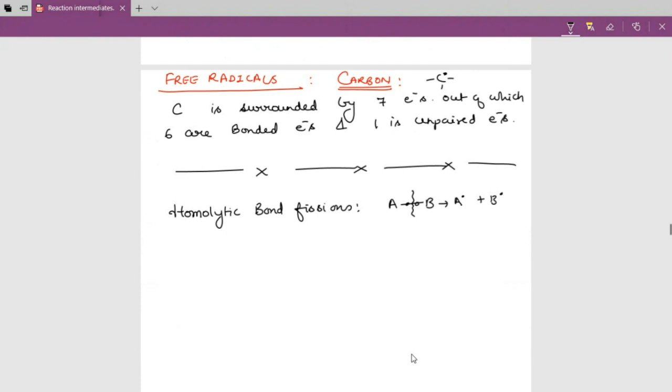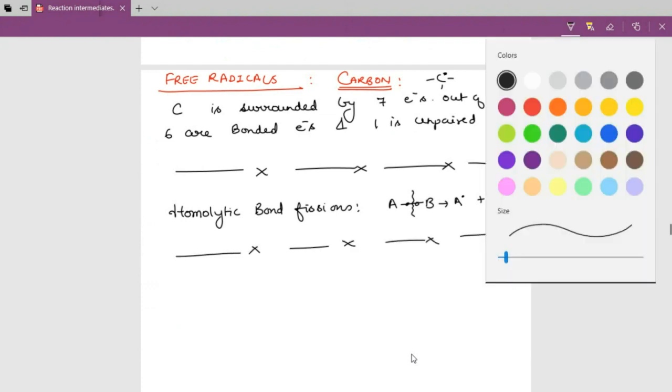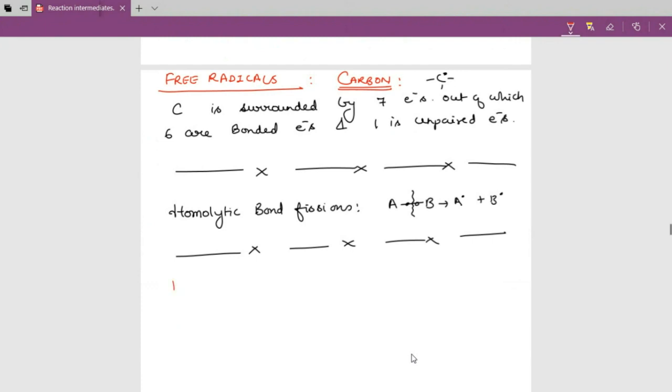This homolytic bond fission can be achieved either with the help of photons, or by heat, or by some redox. So it is a possible phenomenon. It is achieved by these. A very important point is again hybridization. Hybridization of free radicals.